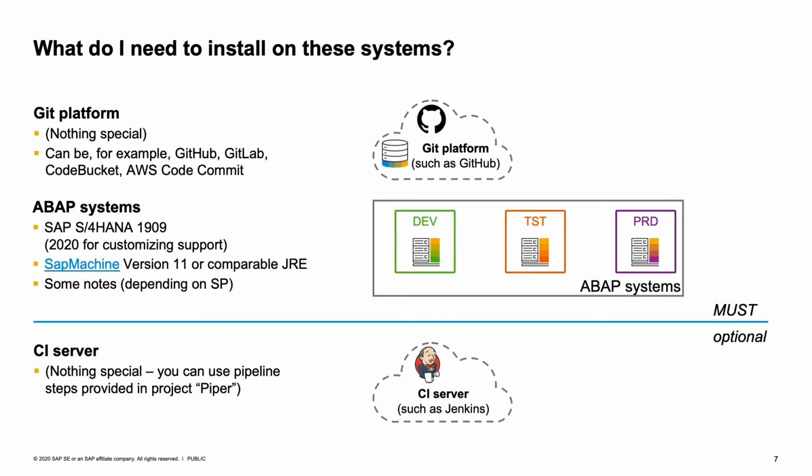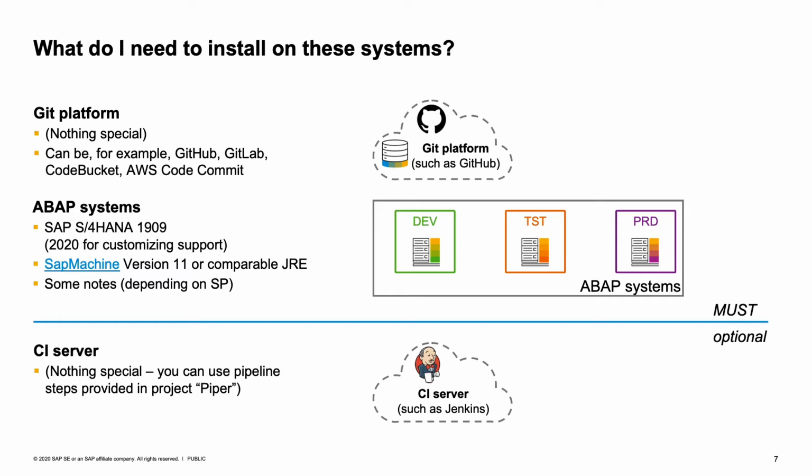What do you need to install on these systems? For the Git platform, we don't have any special requirements. So you can use GitHub, you can use GitLab, Bitbucket. There are some restrictions in the new release that might apply to some of these providers. GitHub is supporting everything that we have in our documentation. On the ABAP systems, you need SAP S/4HANA 1909 at least. So below that, we do not provide any GCTS functionality. If you would like to make use of customizing transports within GCTS, you need the 2020 release.